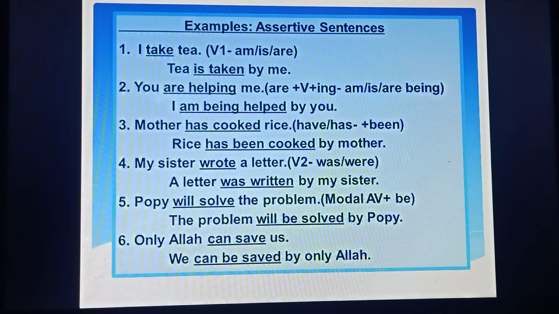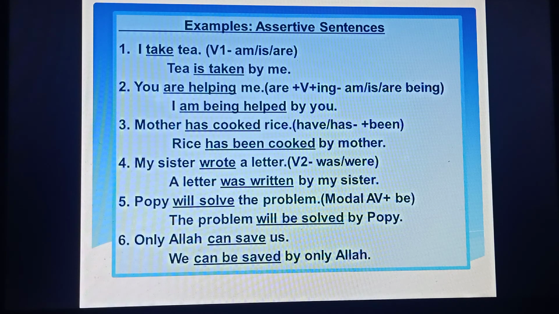See the example 5. Poppy will solve the problem. So you see modal auxiliary verb. So if you memorize, this is very easy for you. You have to add be verb with this, and the object is the problem. It will come first. The problem will be. Past participle form is solved.